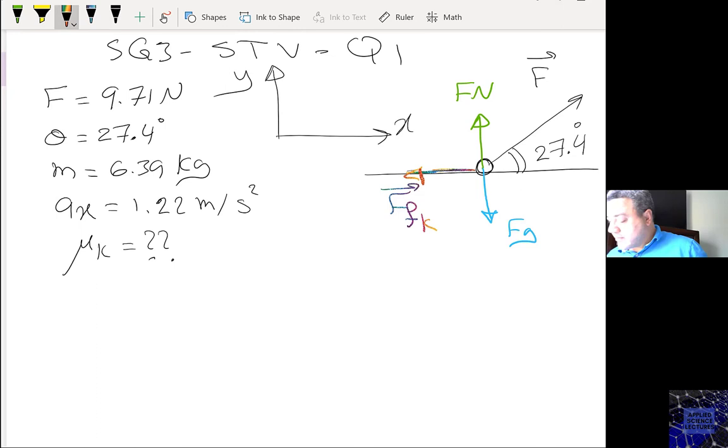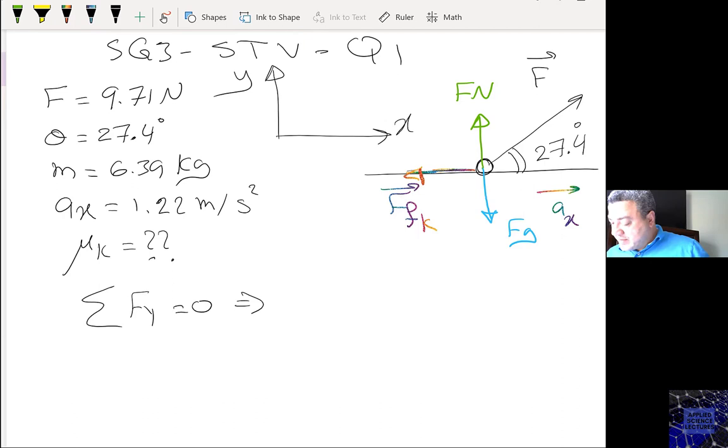Along the y-axis, I don't have acceleration. I don't have motion. There are no net forces along the y-axis. Along the x-axis, yes, I do have an acceleration, ax, in this direction. So when I write Newton's equations, I say sigma Fy equals zero. Here I don't have a net force, then I don't have an acceleration.